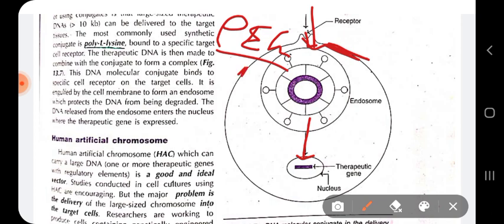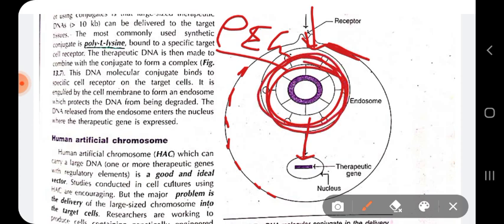It destabilizes the plasma membrane in the target cells here, and thus we can quickly allow the entry of this DNA molecular conjugate. Inside the cell, this conjugate does not get degraded because of having this type of complex. They cannot be degraded by the enzymes present in the cell. So the DNA released from the endosome enters the nucleus, and after entering the nucleus, the therapeutic genes can be expressed.